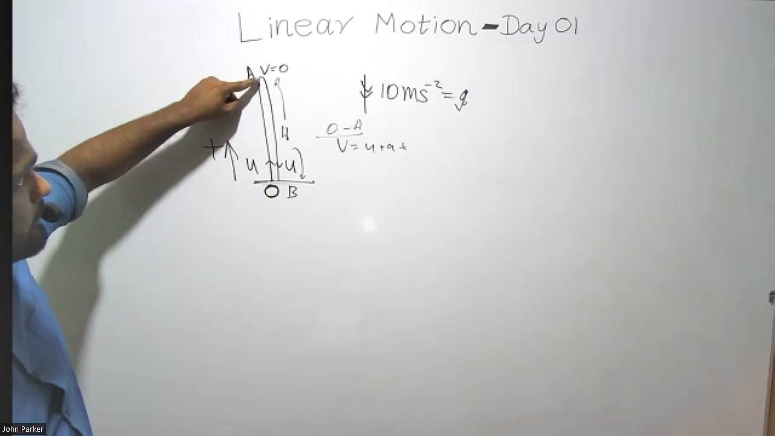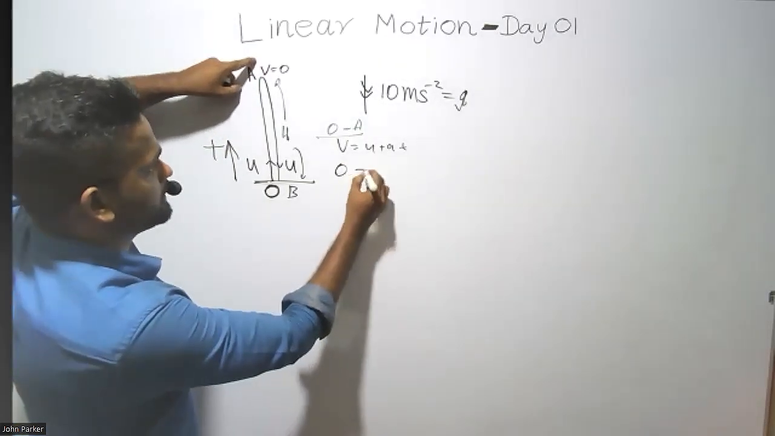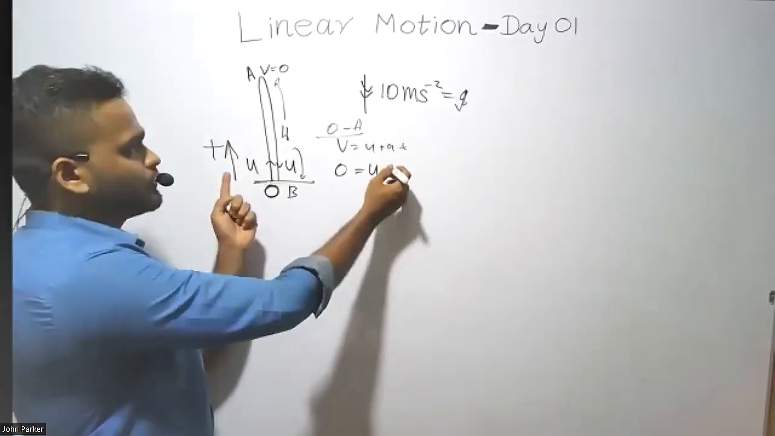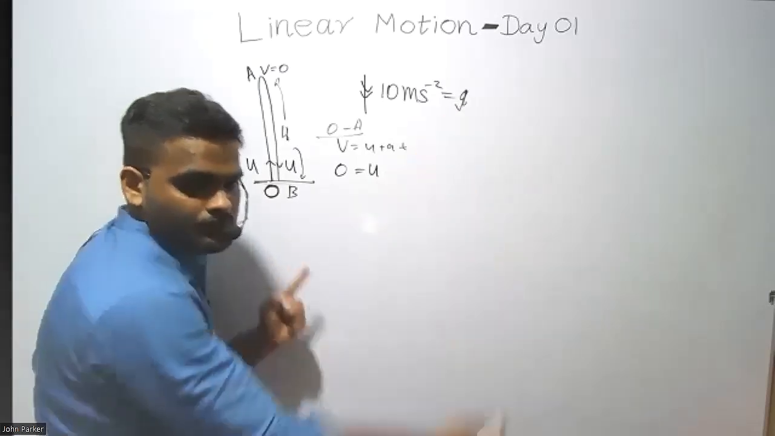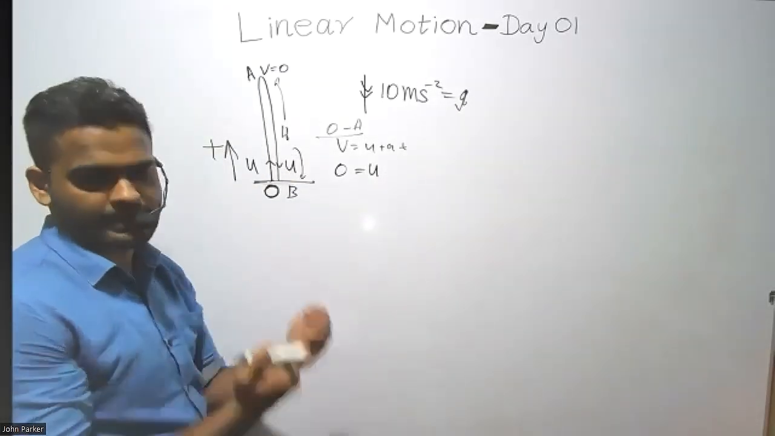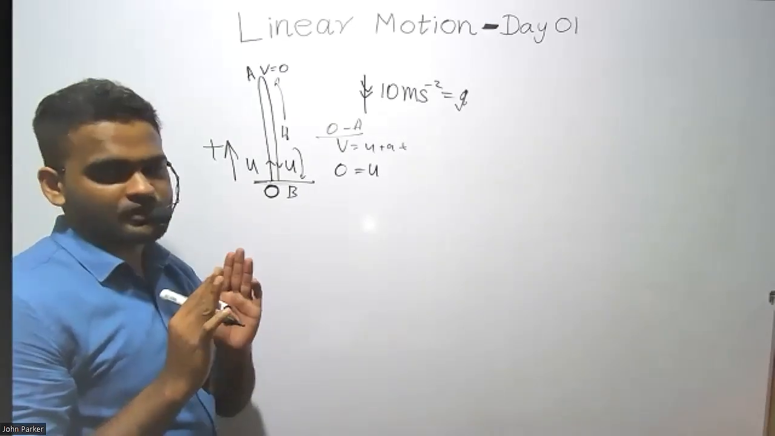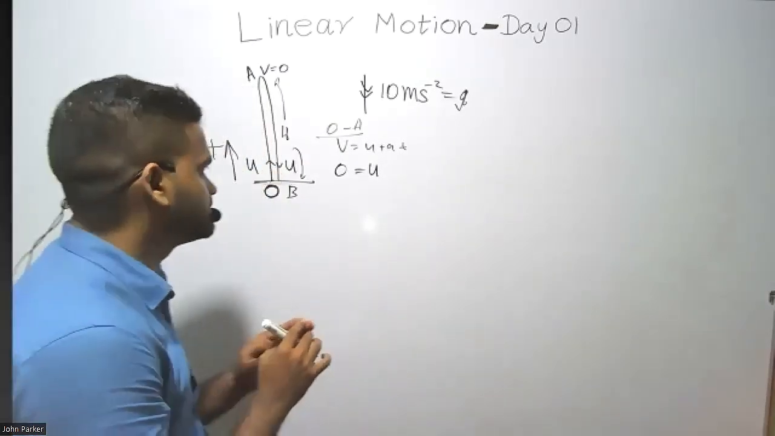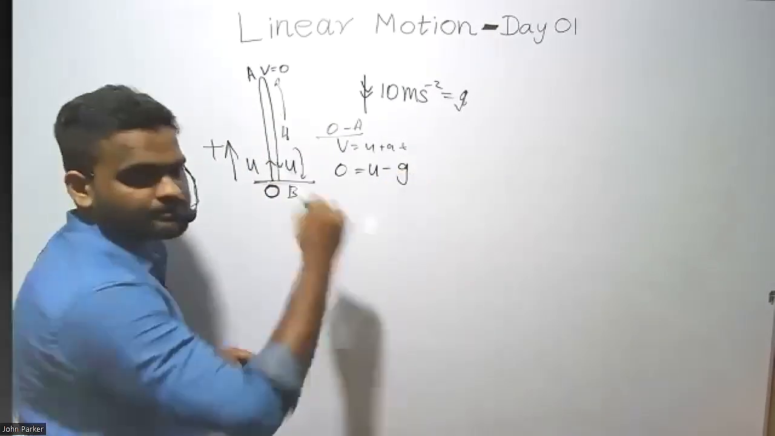From O to A, final velocity is 0, right? Initial velocity is u. What's the sign of g? Yeah, it will decrease exactly 10 meters per second. For this level, it is enough, right? Yeah. It is minus g.